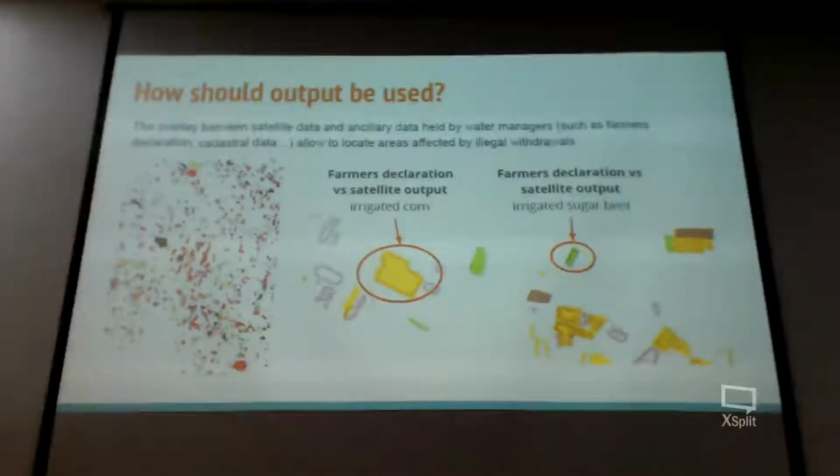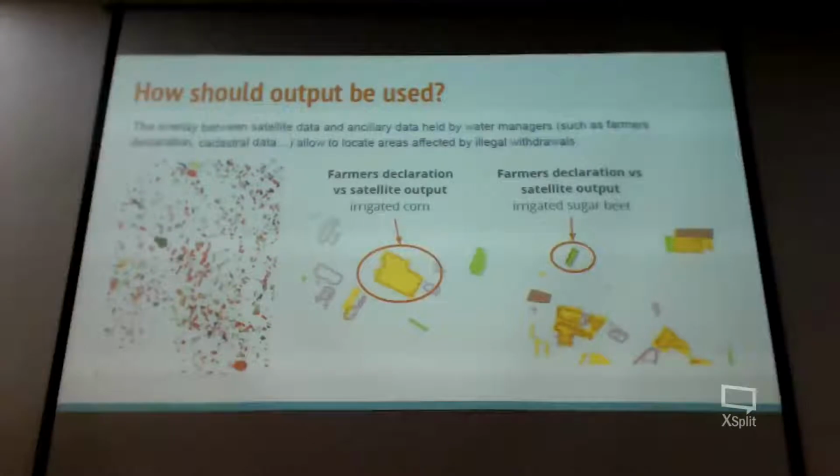Here is the concept: the overlay between the satellite data and the ancillary data held by water managers, such as farmer declarations, cadastral data, and so on, allows us to locate areas affected by illegal withdrawals. And here we find two examples. Of course, we see the red pixeled line and the layer with colored filling.